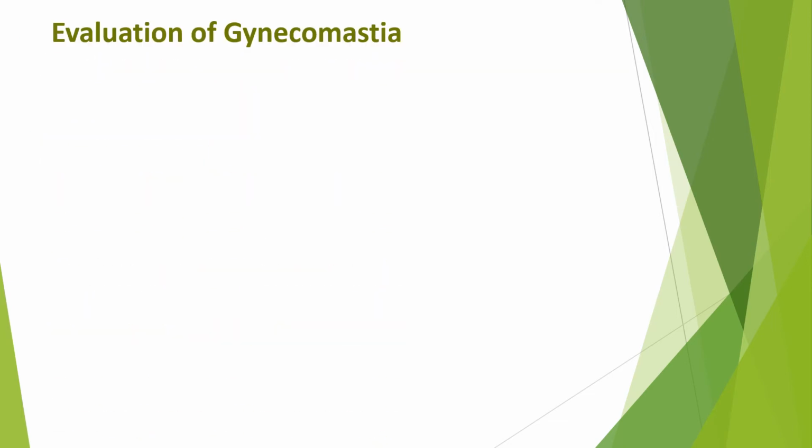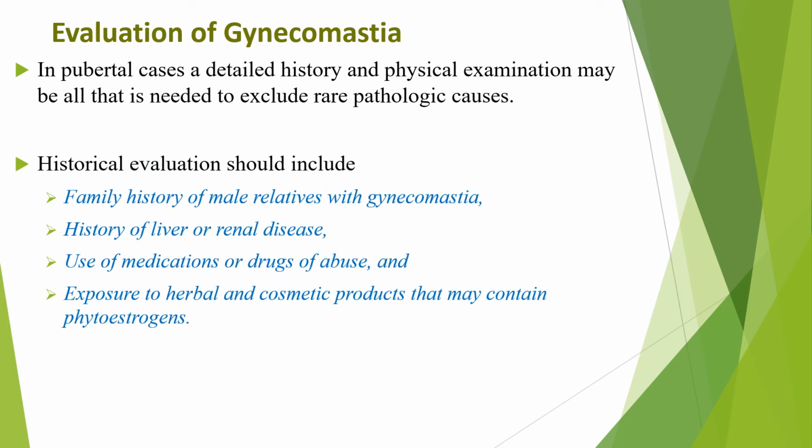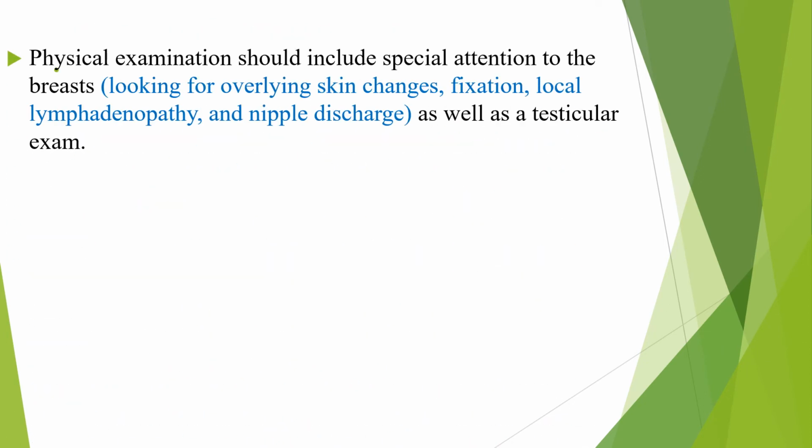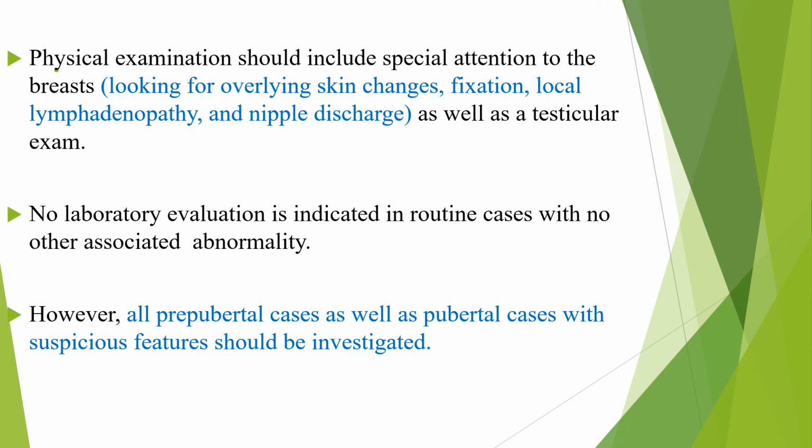When we talk about evaluation of gynecomastia at clinic, in pubertal cases, a detailed history and a physical examination might be all that is needed to exclude rare pathologic causes. Historical evaluation should include family history of male relatives with gynecomastia, history of liver and renal disease, use of medications or drugs of abuse, and exposure to herbal and cosmetic products that might contain estrogens. Physical examination should include special attention to the breasts, looking for overlying skin changes, fixation, local lymphadenopathy, nipple discharge, as well as testicular exam. No laboratory evaluation is indicated in routine cases with no other associated abnormality. However, all prepubertal cases, as well as pubertal cases with suspicious features, should be investigated.